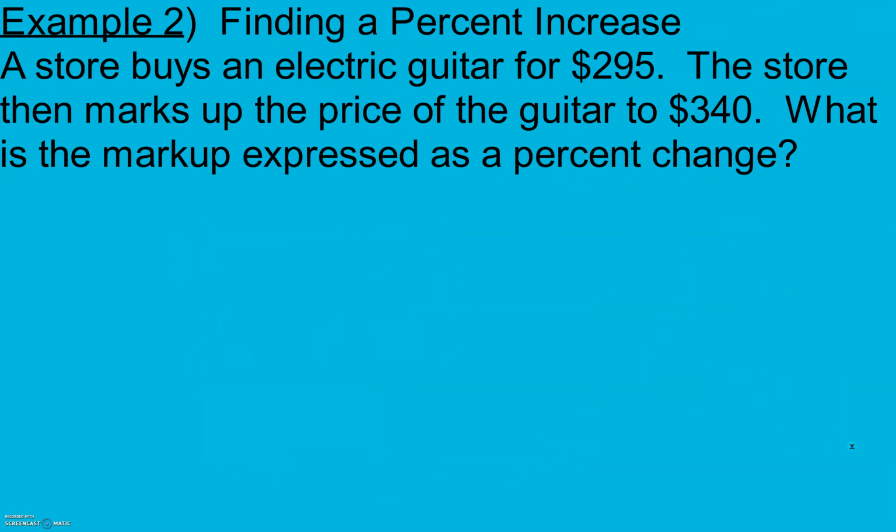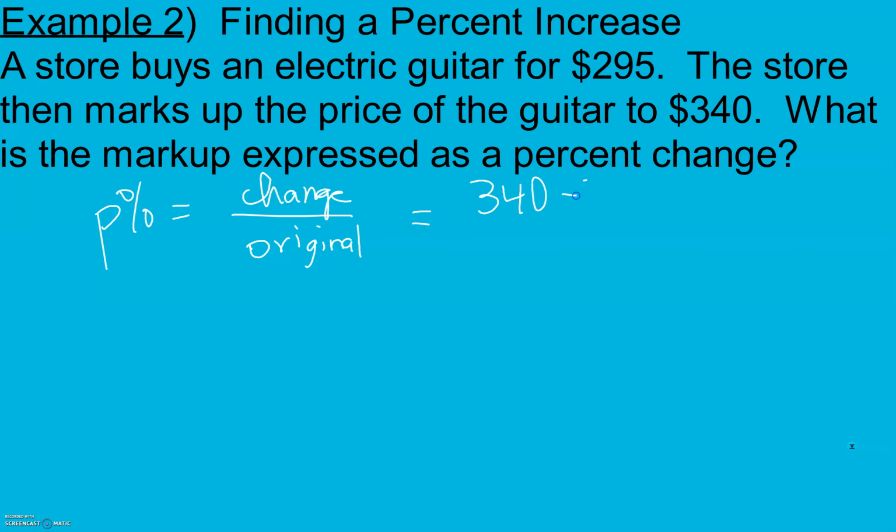A store buys an electric guitar for $295. The store then marks up the price of the guitar to $340. What is the markup expressed as a percent change? So again here, my percent change is going to be the amount of change divided by my original amount. My change here, I'm going to take bigger minus smaller, divide by my original. And the store originally buys it for $295. Then they mark it up. So the original cost is that $295.